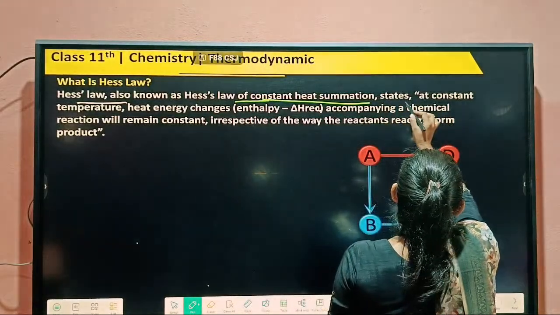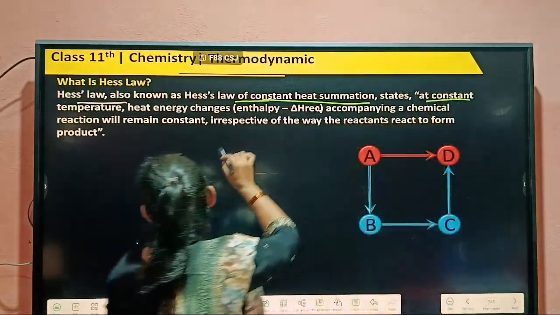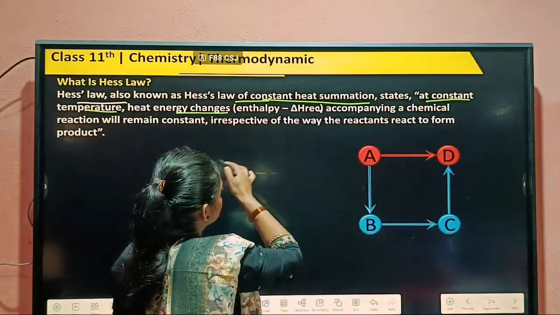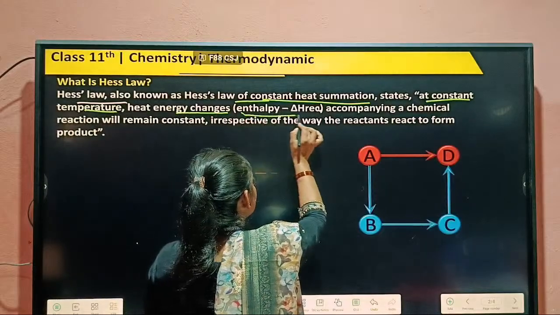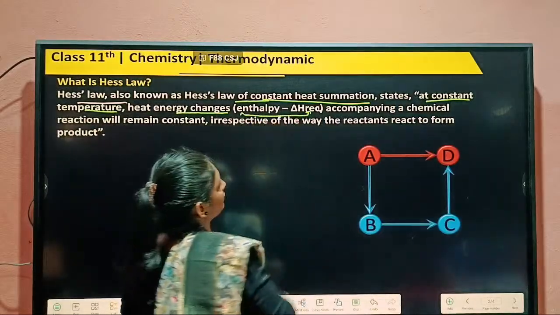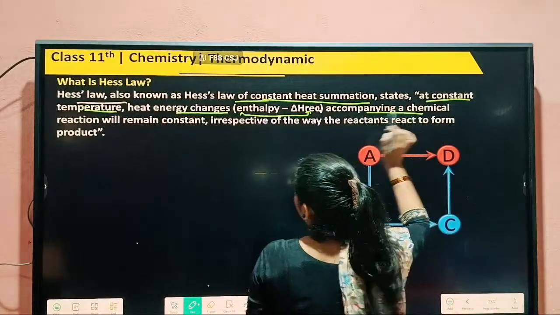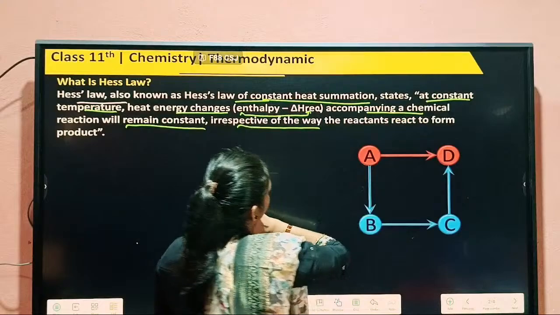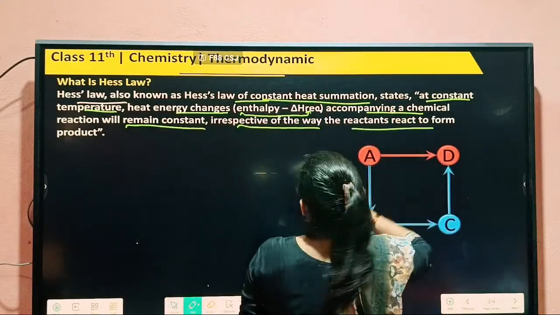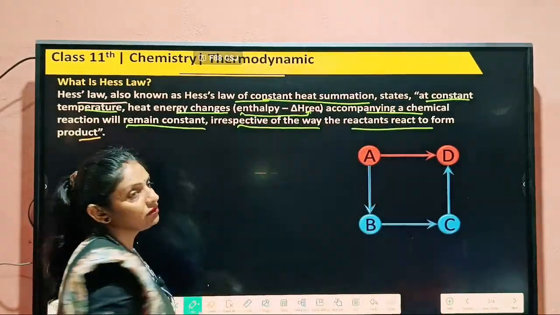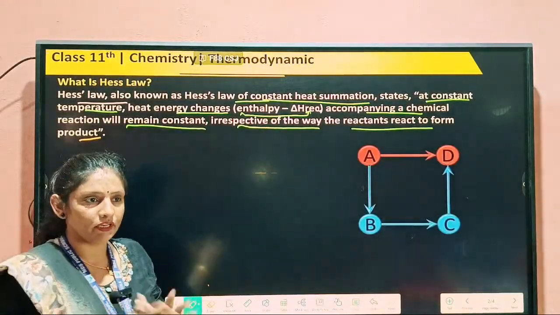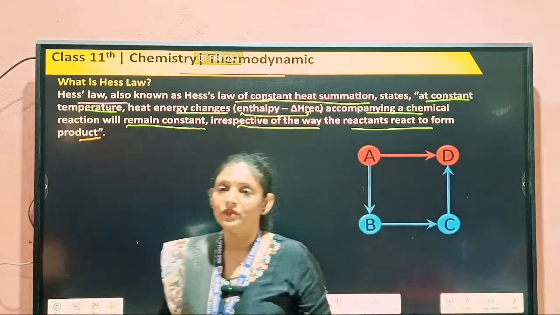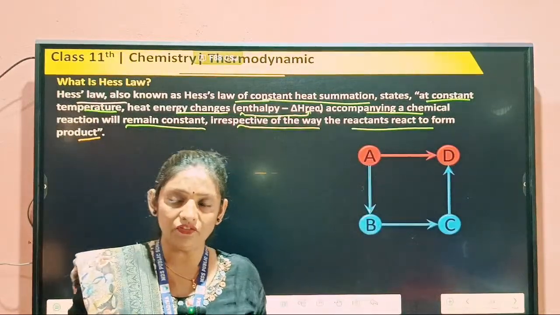Hess law states that at constant temperature, the heat energy change, or we can say the change in enthalpy of the reaction accompanying a chemical reaction, will remain constant irrespective of the way the reactants react to form the product. What do you mean by this complicated definition? You will understand this.